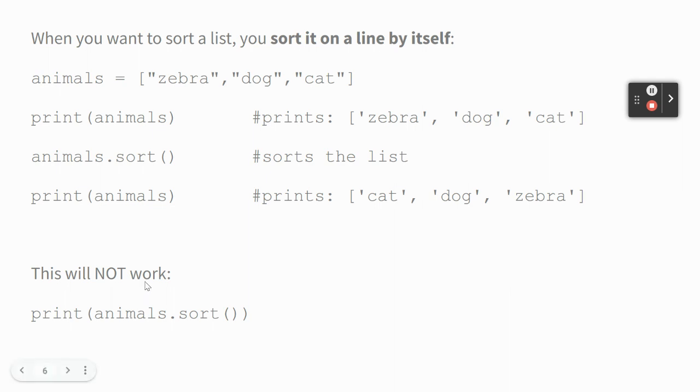Here's the thing about sorting. When you want to sort a list, if I say, hey, print the list sorted, a lot of people do this down here. They say print animals.sort, and it doesn't print anything. In fact, it prints an error message. If you want to sort the list, you have to sort it all by itself. So watch, here I made a list called animals. It has zebra, dog, cat in it. I print it. It looks like that. And then if I want to sort it, I just have to do this command, animals.sort. And then if I want to print it out sorted, I just print it. But you don't print it and sort it at the same time. You have to sort it and then print it. It's just how Python works.